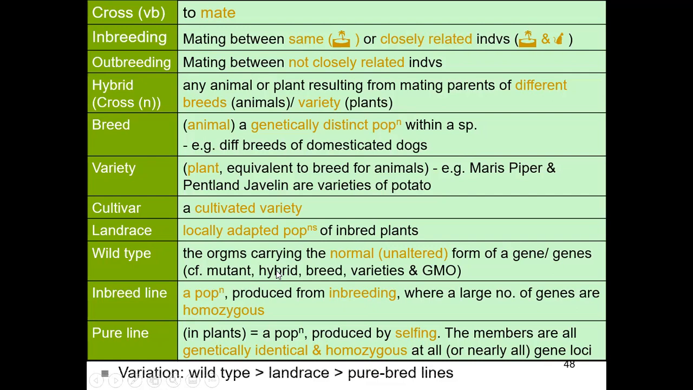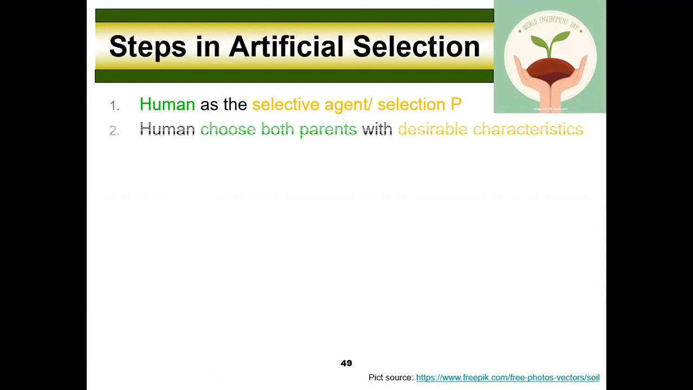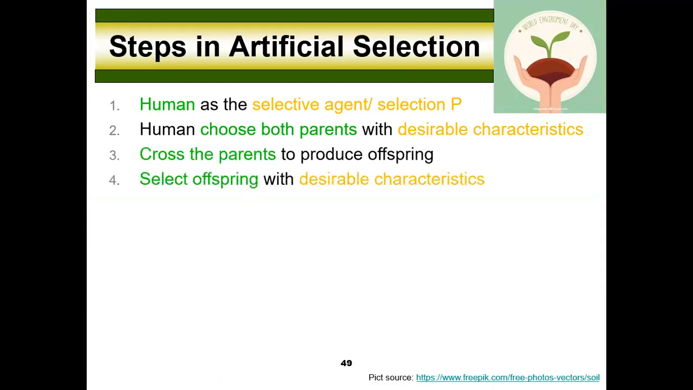Okay. So let's put together the steps in artificial selection to recap this topic. Humans act as the selective agent or selection pressure. Humans choose both parents with desirable characteristics, and we cross the parents to produce the offspring, and we select the offspring having both the desirable characteristics of the parents. Repeat the selfing and selection over 6 to 7 generations.